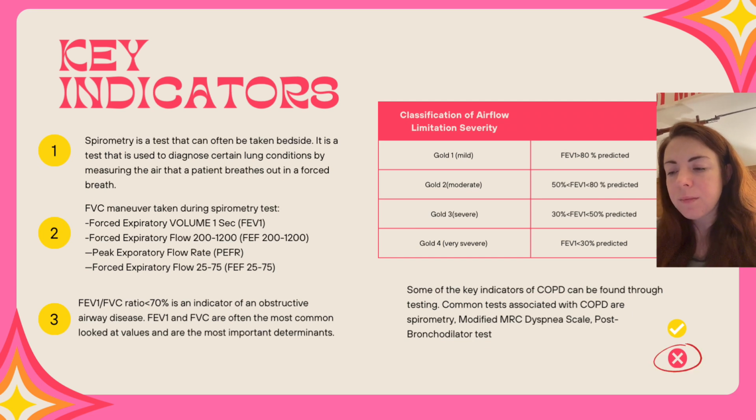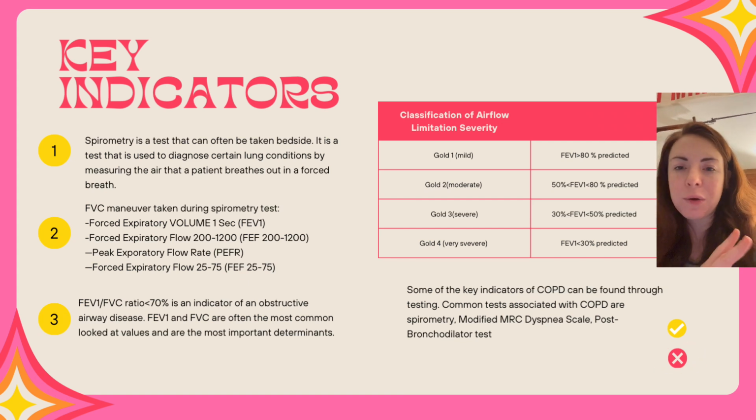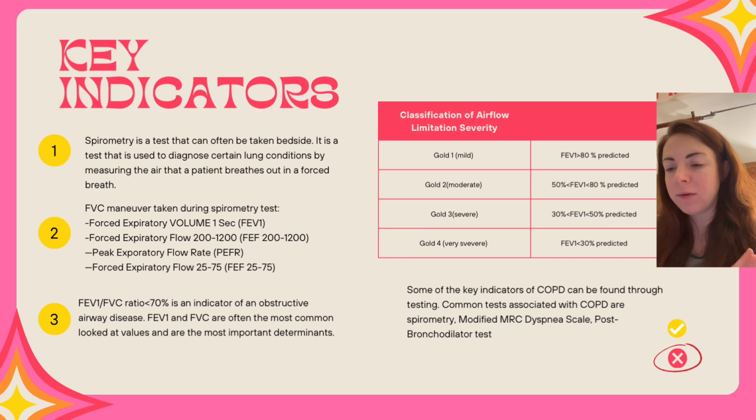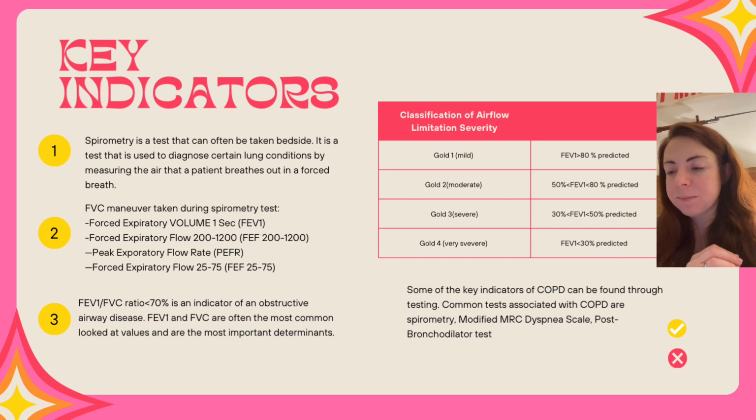So I just included the classification of airway limitation severity scale. I included it on the following page too, just because it is important. It's a main factor. You have the different levels: GOLD 1, GOLD 2, GOLD 3, GOLD 4. And this goes back to what I said about having to know those GOLD standards for the classifications of COPD.